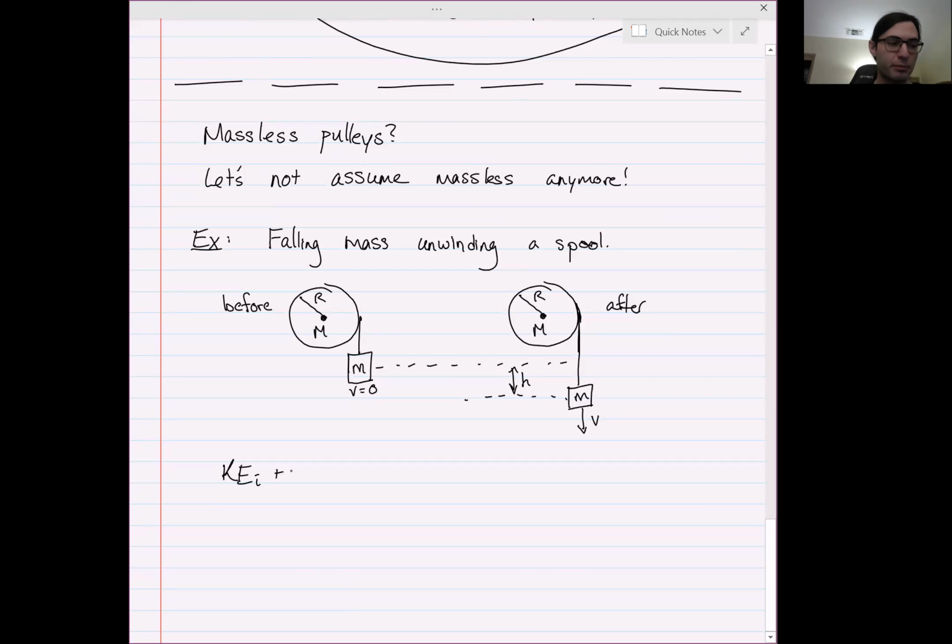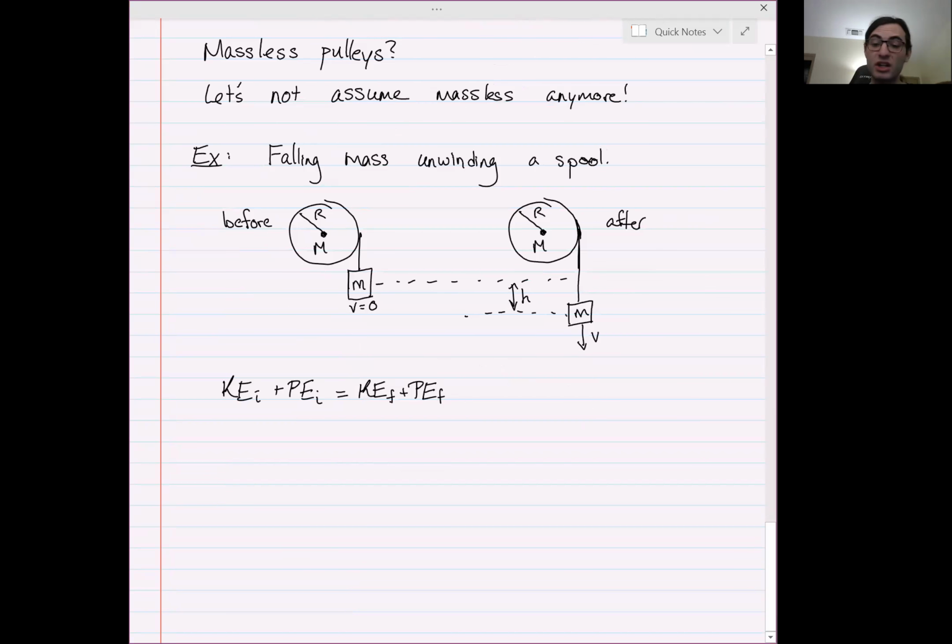KEi plus PEi equals KEf plus PEf. So I'm actually going to do this one explicitly. So the initial kinetic energy is 0. The initial potential energy, let's call this coordinate, let's call this position y equals 0. And then this would be y equals minus h, just so you can see how it works. So the potential energy there would be 0 because it's mg times y. Y is 0, then it's 0.